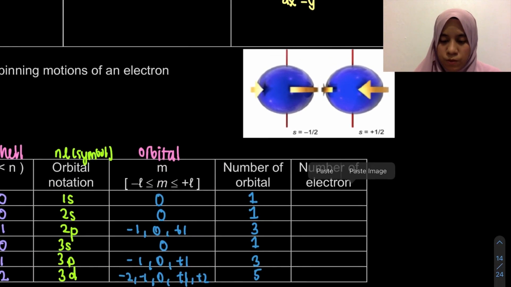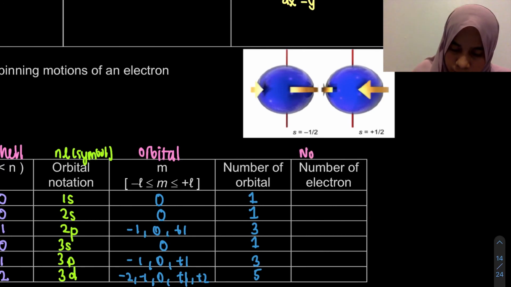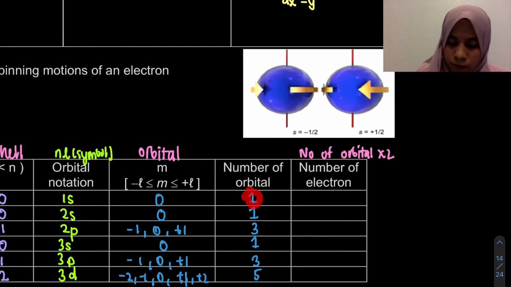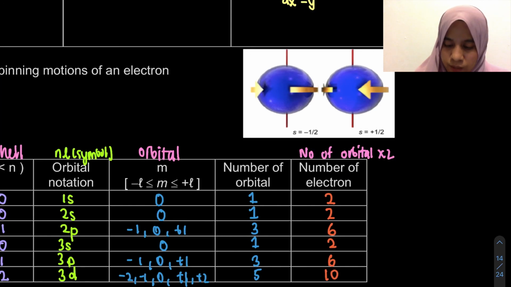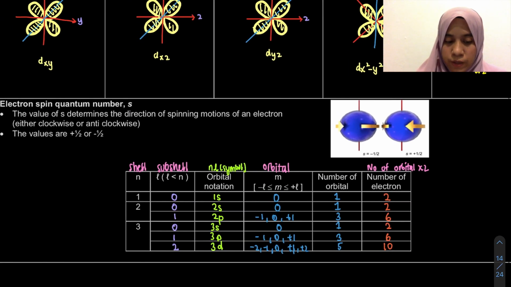Okay. So how about the number of electrons? The number of electrons is actually the number of orbitals times 2. So here it is 1 orbital, so it becomes 2. Here the number of orbitals is 3, times 2, 6. This one becomes 2, 6, 10. So why times 2? Because each orbital has 2 electrons, whether positive half or negative half. So that is the possibility.